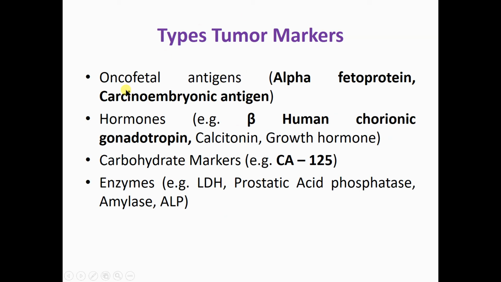Different types of tumor markers. One is oncofetal antigens, mainly alpha fetoprotein and carcinoembryonic antigen. Certain hormones like beta human chorionic gonadotropin, calcitonin, growth hormones. Carbohydrate markers like CA125. Certain enzymes like lactate dehydrogenase, prostatic acid phosphatase, amylase, alkaline phosphatase. The ones in bold letters, alpha fetoprotein, CEA (carcinoembryonic antigen), beta HCG, and CA125, are the most routinely used clinically important tumor markers.